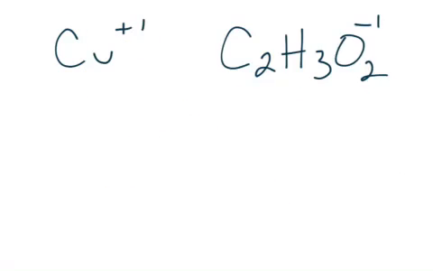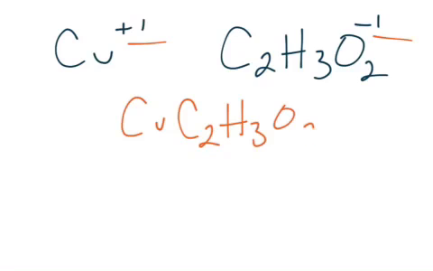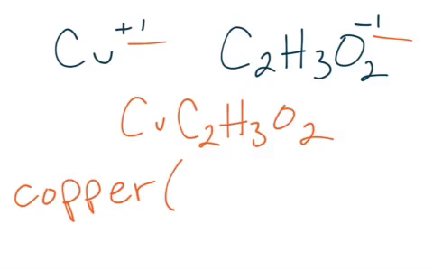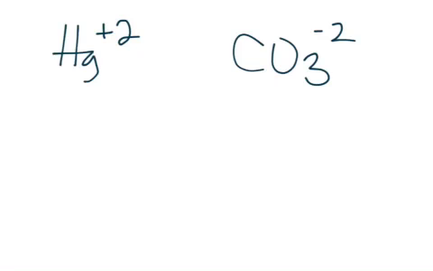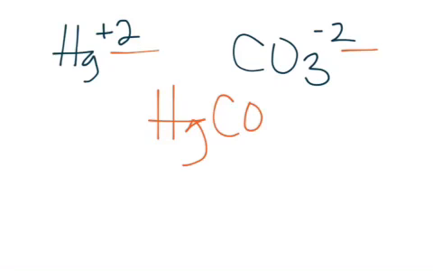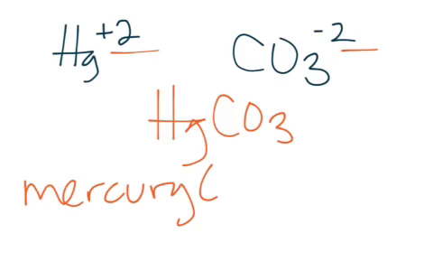So this one would be a 1-to-1 ratio. So the chemical formula is CuC2H3O2. But the name cannot just be copper acetate. We have to say copper I acetate because copper can make a charge of 2. If we have a 2-to-2 ratio, we're just going to put mercury and carbonate together. But then we need to specify in the name mercury II carbonate.